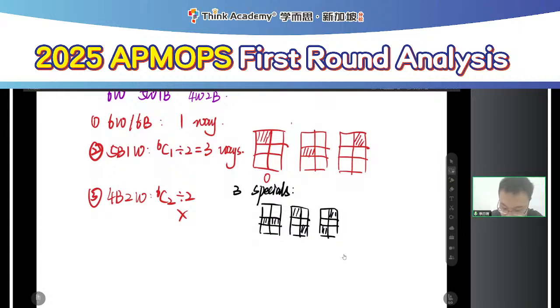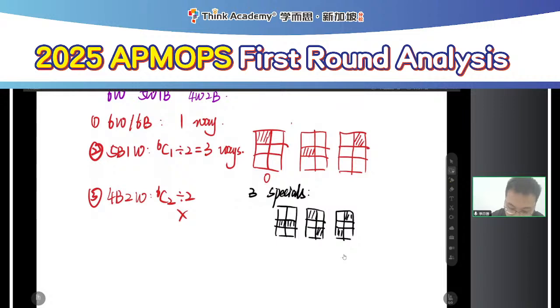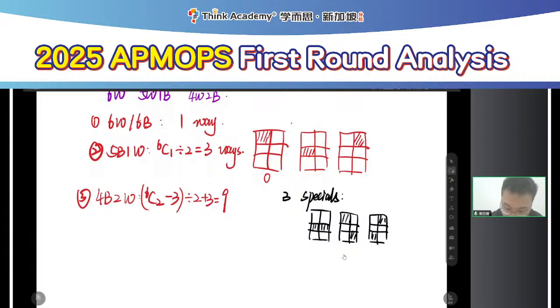So which means we have 15, except for the 3. Everyone is counted twice, but these 3 are only counted once. So we should have 9 ways here, right? We should have 9 ways.